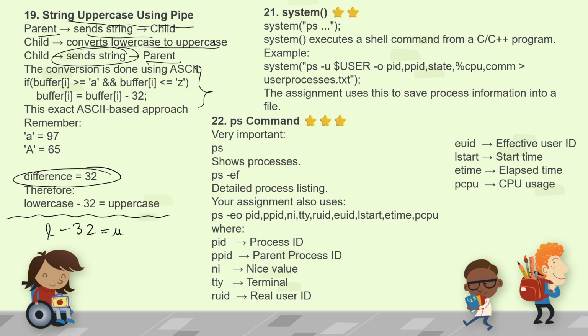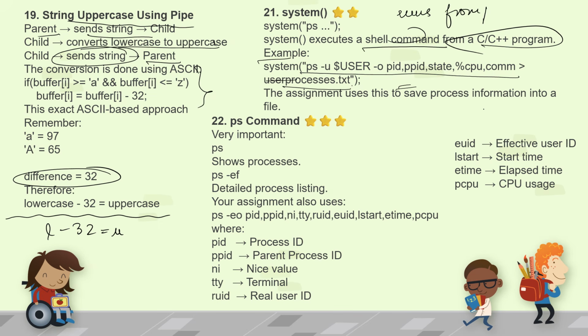Then system executes a shell command from a C or C++ program. Example: system. Suppose this is the shell command that you want to execute. So basically in case of system, you are running the operating system command from inside the program only. Run from program. This is in case of a shell command.